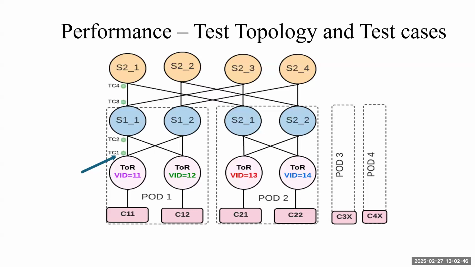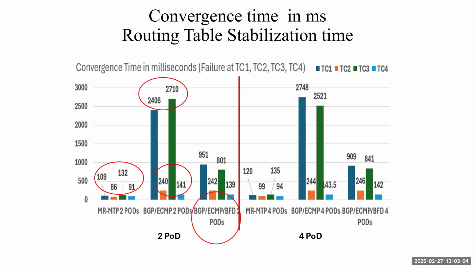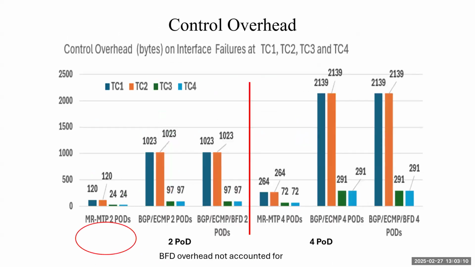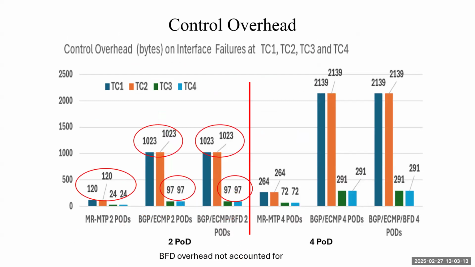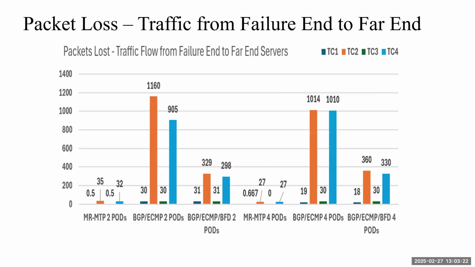For our performance test, we took a two-port topology and a four-port topology. We introduced 4 failure test cases, and here are some of the results. When you compare MR-MTP, look at the low convergence time compared to running just BGP. And even if you include BFD, it is still not as good as MR-MTP. The same thing applies to the control overhead: very low control overhead with MR-MTP. The same applies to the blast radius: a very low number of routers are affected. And last but not the least, the packet loss. Look at the reduced packet loss that you get with MR-MTP.